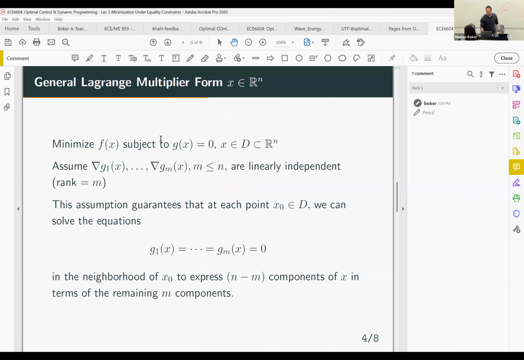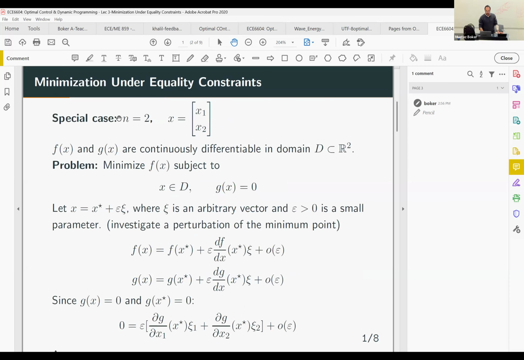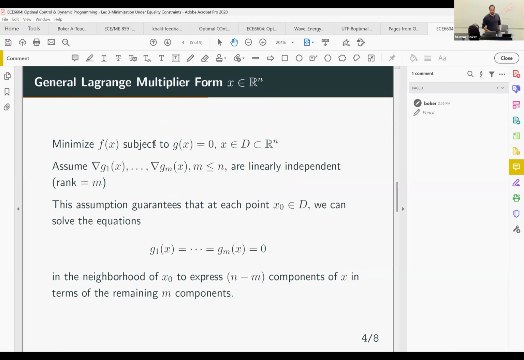Okay, remember, this is for dimension 2. So this is a special case, dimension 2. Let's now generalize this to x belonging to Rn, so an n-dimensional system or function. We call this the general Lagrange multiplier form. This is the problem: minimize f of x subject to g of x equal to 0 and x belonging to a domain, okay?